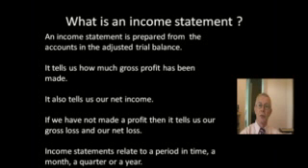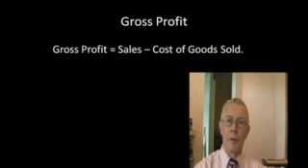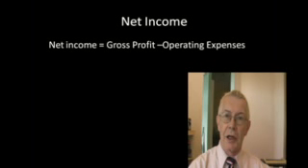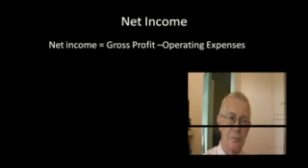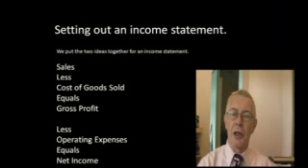Income statements relate to a period of time, either a month or a quarter or a year. Gross profit is calculated by subtracting the cost of the goods sold from the revenue and income of sales. Net income is calculated by subtracting the operating expenses from the gross profit. These two calculations are set out in column form to give us the income statement. Sales less cost of goods will equal gross profit. Gross profit less the operating expenses will equal net income.